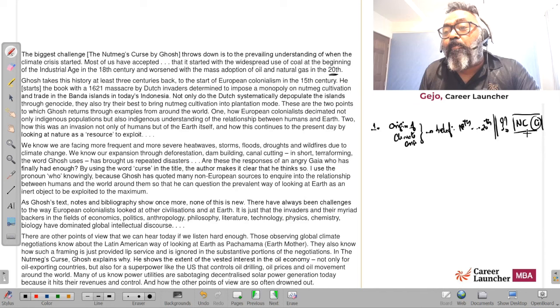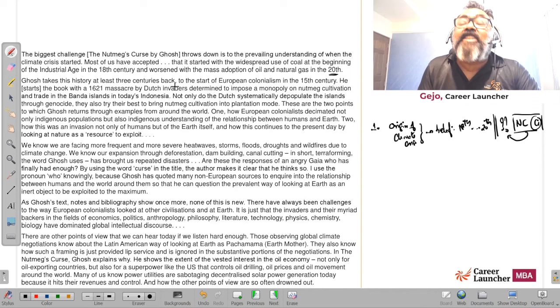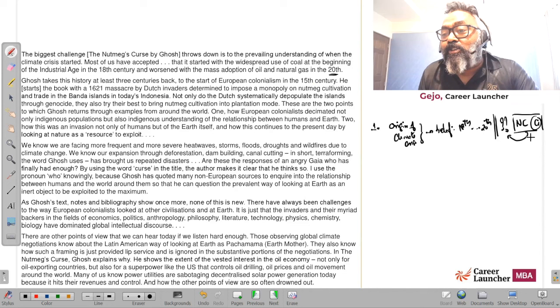Ghosh takes his history at least 3 centuries back, to the start of European colonialism in the 15th century. So according to Ghosh, it is basically not the case; it actually started in the 15th century during colonialism.